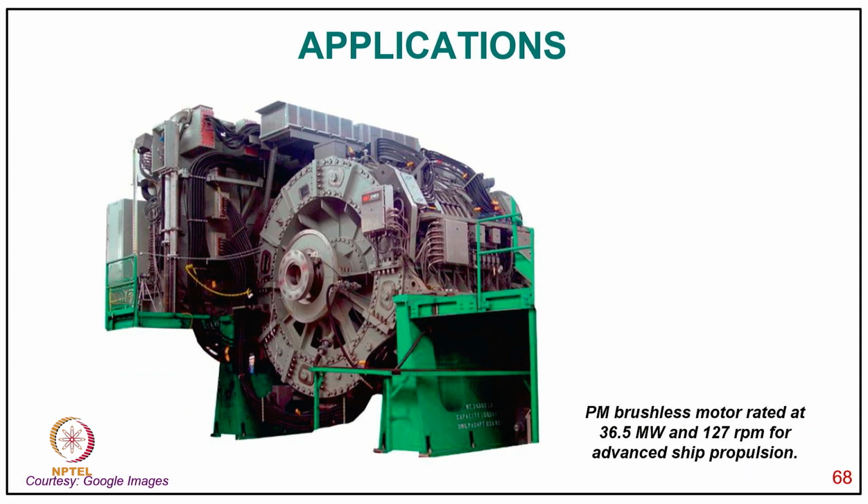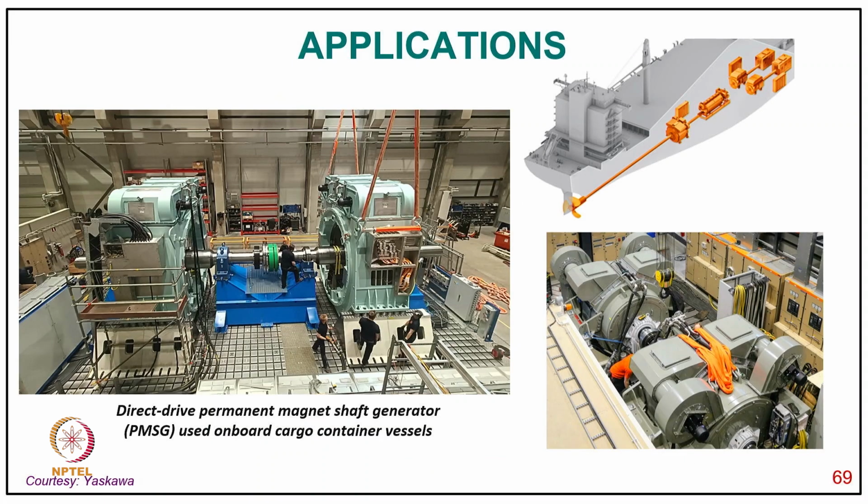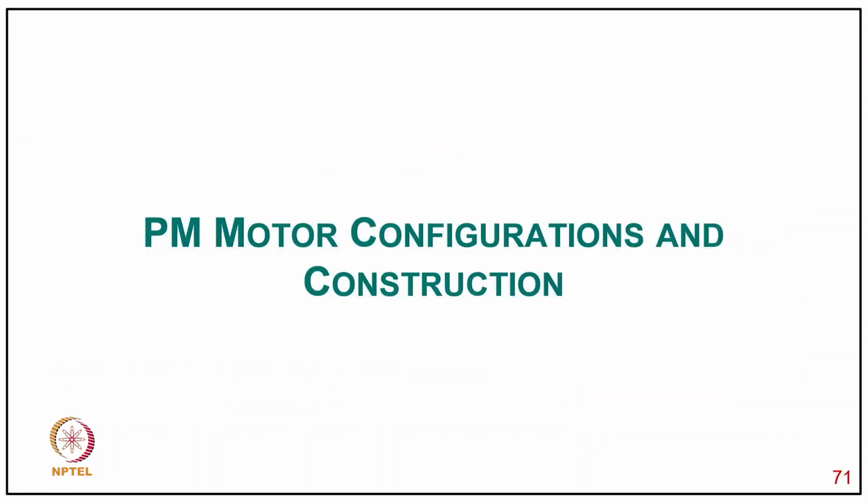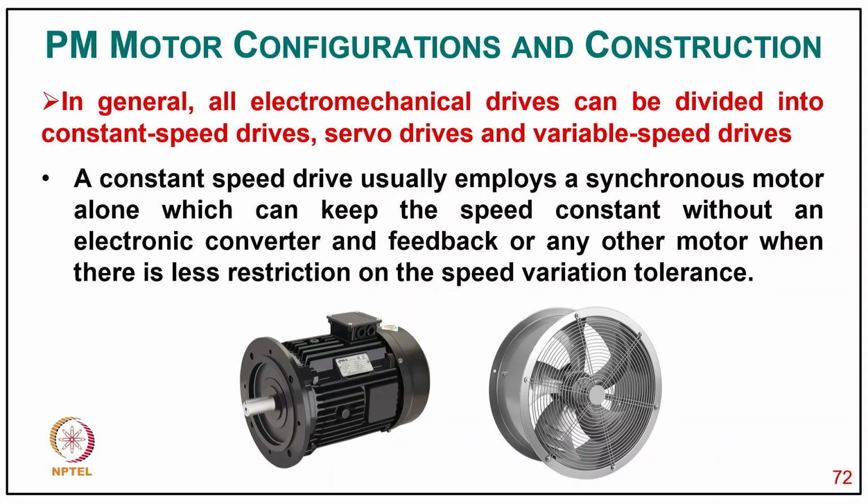Then typically the permanent magnet brushless motor rated for 36.5 megawatt and 127 rpm for advanced propulsion system. Then your direct drive permanent magnet shaft generator used for cargo container vessels. Then the permanent magnet brushless motors with ring propeller integrated in the rotor used in boat propulsion system, as you see. So now these are some of the applications. Now coming to PM motor configuration and construction.